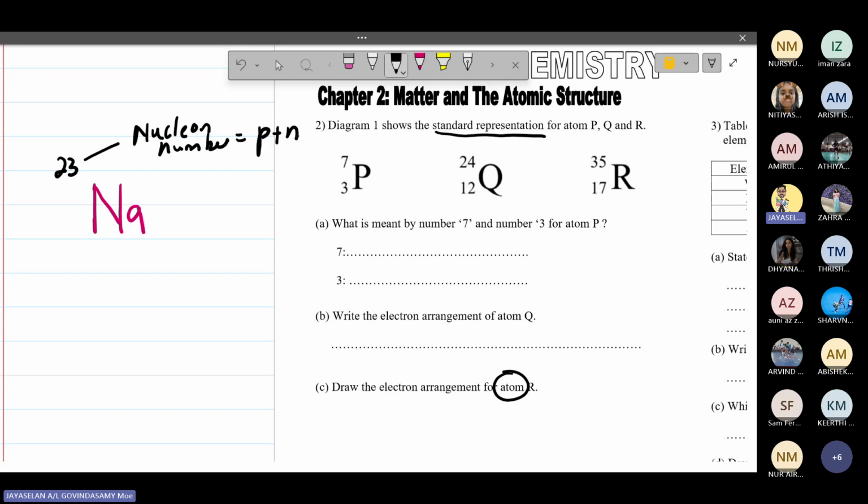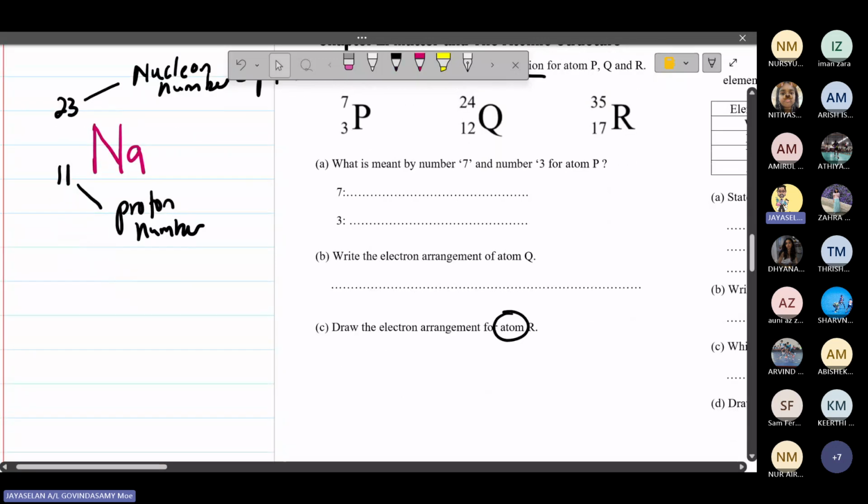Proton plus neutron. Proton plus neutron. And the small number here is called what number? It is called proton number. Proton number is the number used to determine the electron arrangement, all this. When they give this, it is called standard representation. Nuclear number on top, proton number at the bottom. From this, you must know the three subatomic particles.